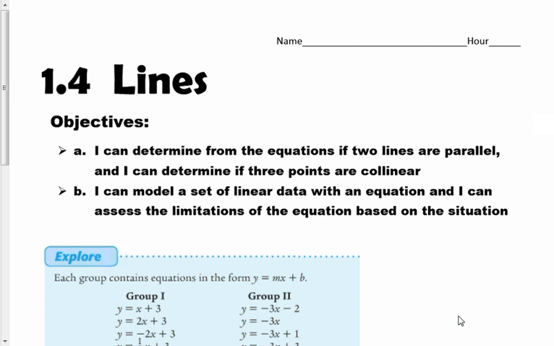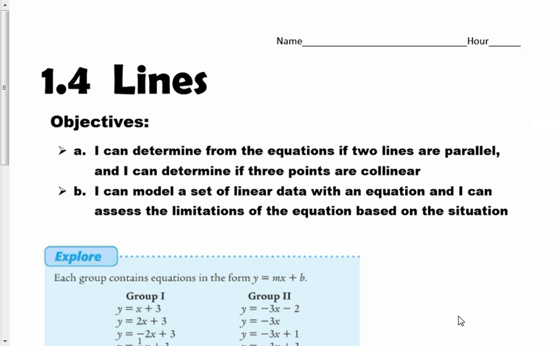In these lessons, we're going to learn how to determine from equations if two lines are parallel and also determine if 3 points are collinear. And we're also going to learn how to model a set of linear data with an equation and to use technology to help us come up with a linear equation called a linear regression.